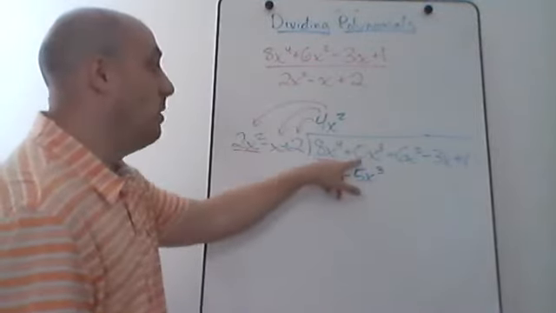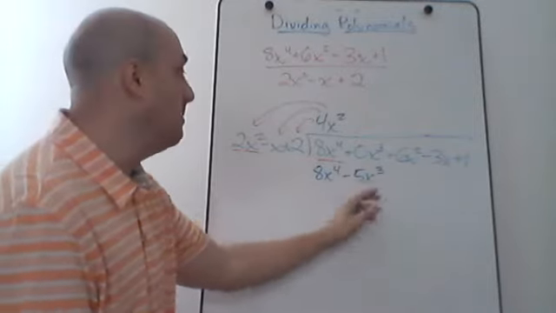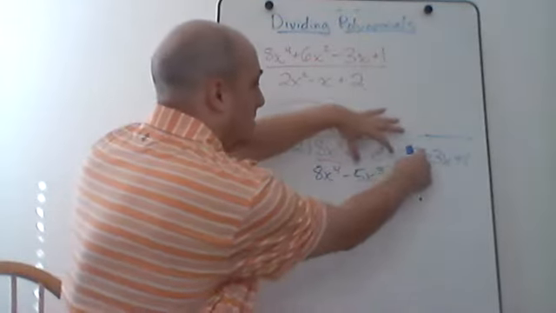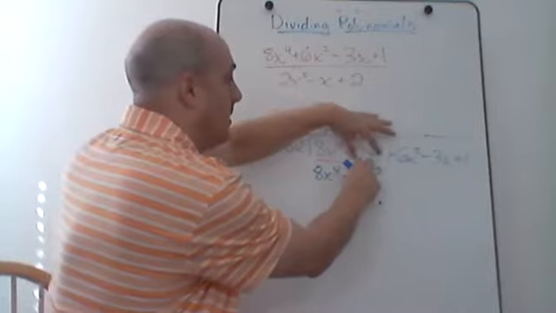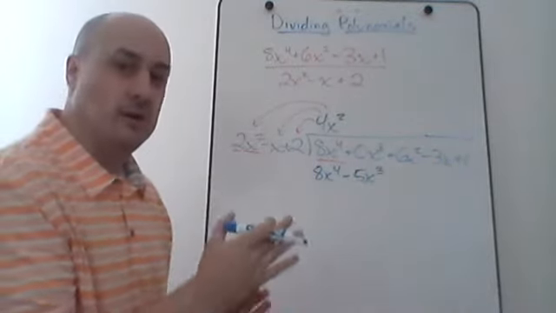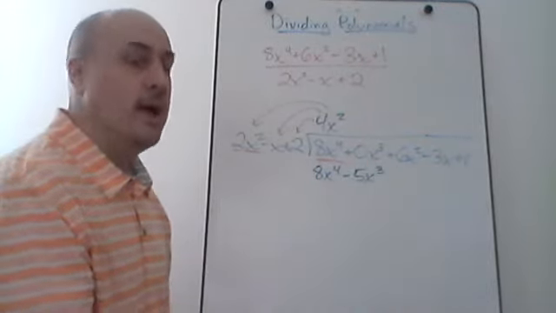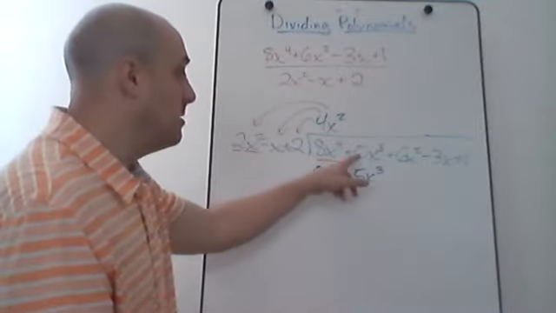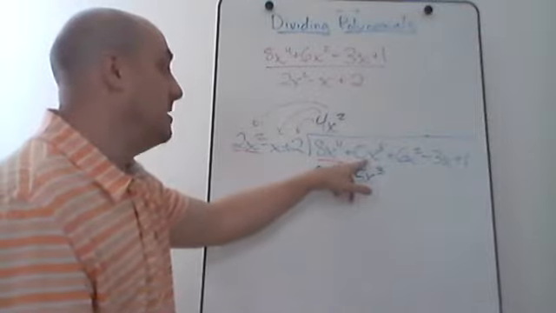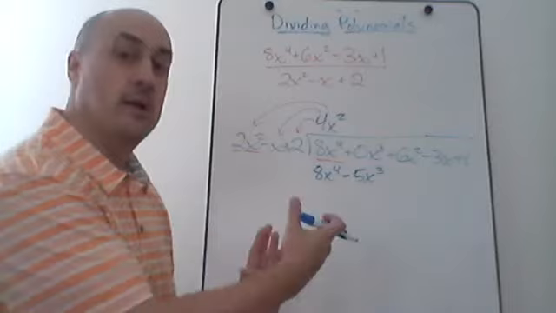And again, that's why it was important for us to put the 0x to the third here, so that when I multiply this and get that x to the third term, it's lined up with another x to the third term. If I didn't have this here and I just wrote the 6x squared next to the 8x to the fourth, then my 5x to the third is underneath the 6x squared, and those are not like terms, so when I try to subtract those, I can't combine them together, and it just screws everything up. So that's why, if you're missing one of the powers of x, you need to put a 0x to the third there, so that x to the fourth, x to the third, x squared, it all lines up.